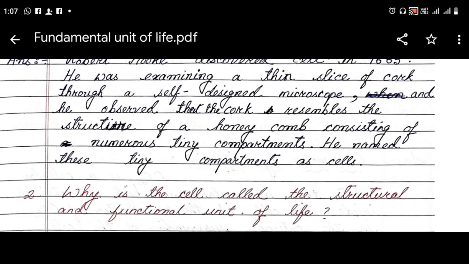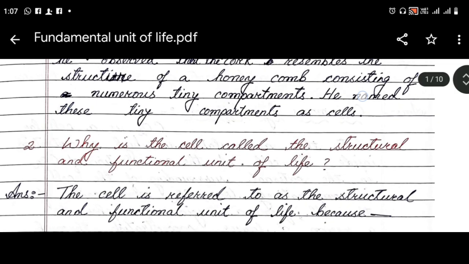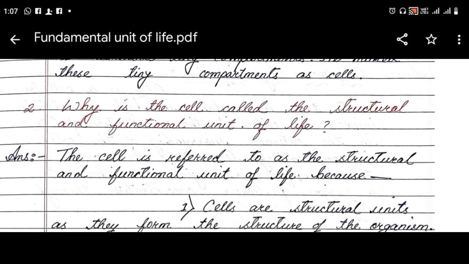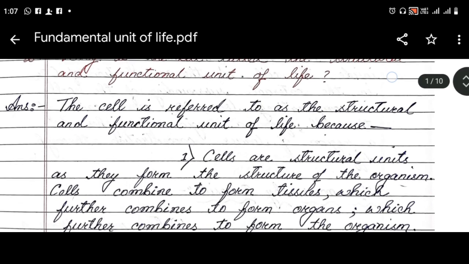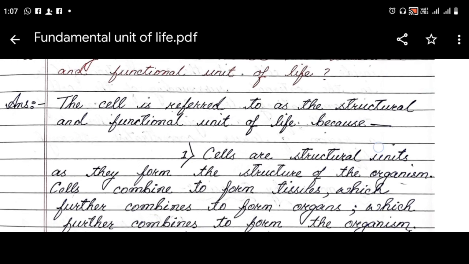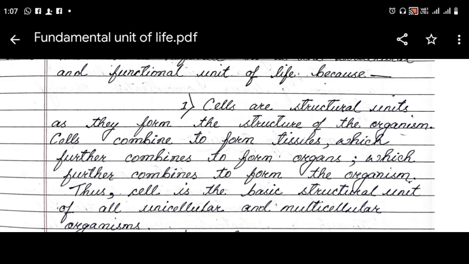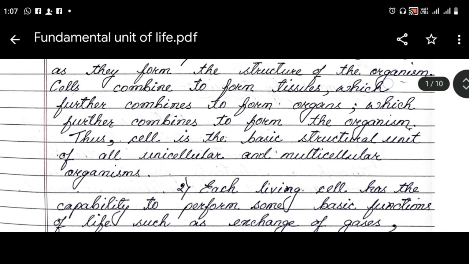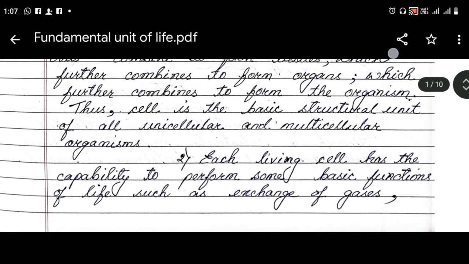Question number 2. Why is the cell called the structural and functional unit of life? Answer. The cell is referred to as the structural and functional unit of life because 1. Cells are structural units as they form the structure of the organism. Cells combine to form tissues, which further combine to form organs, which further combine to form the organism. Thus, cell is the basic structural unit of all unicellular and multicellular organisms.